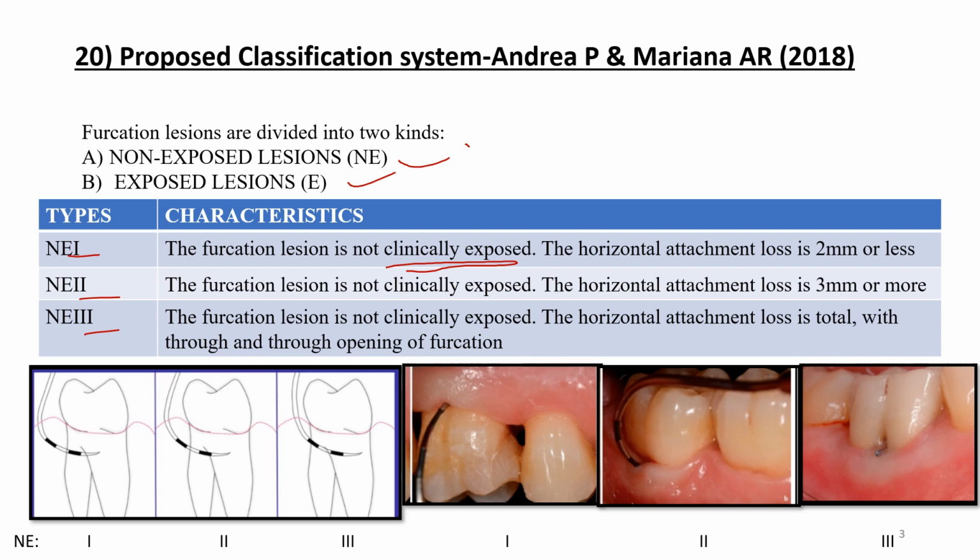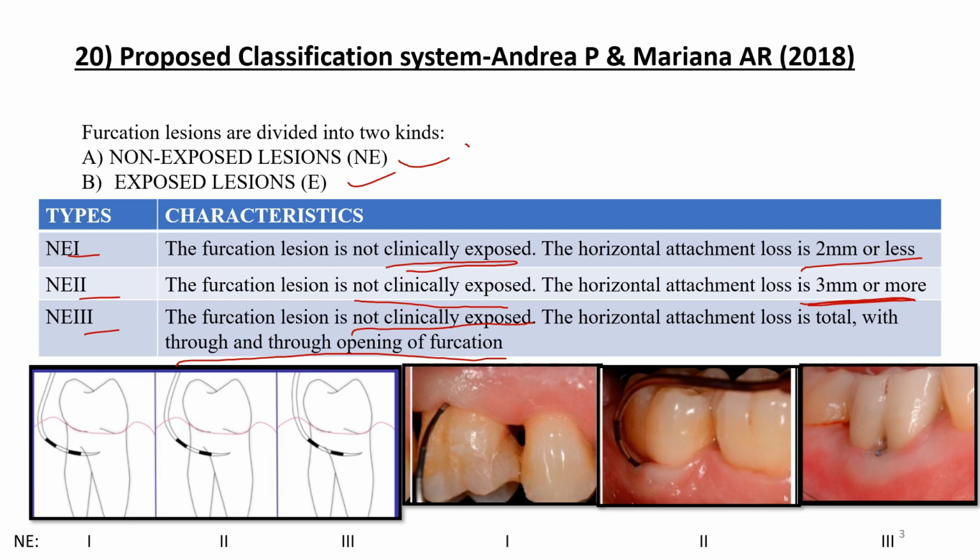So let's see NE1. NE1 here denotes the furcation lesion is not clinically exposed plus horizontal attachment loss is 2 mm or less. NE2, NE again denotes that furcation lesion is not clinically exposed, but Roman number 2 denotes that horizontal attachment loss is 3 mm or more. NE3, where NE is again having the characteristic of furcation lesion not clinically exposed, but the horizontal attachment loss is more than 3 mm and there is through and through opening of furcation.